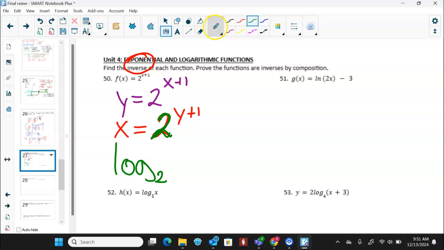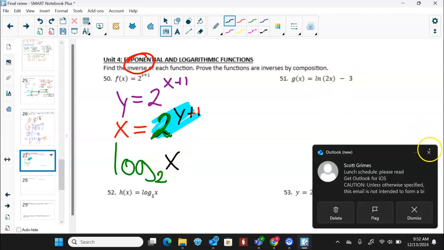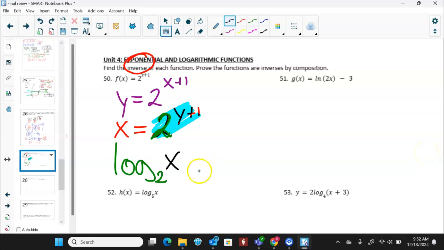Now remember, in my class I taught my students that if 2 and y are together, right here, that means I cannot put y plus 1 here because then they're going to be together again. What I am putting is the other variable, which is x, okay? So this is going to be a log base 2 of x, and now equals the exponent, which is y plus 1.